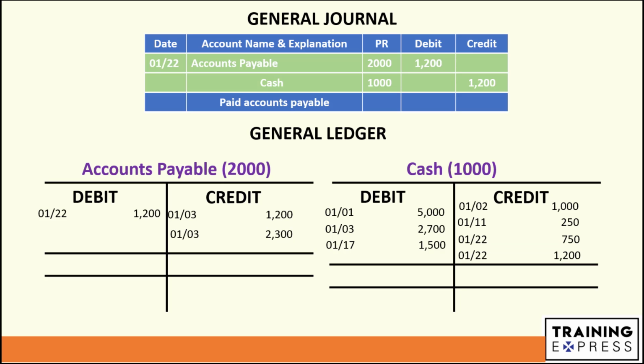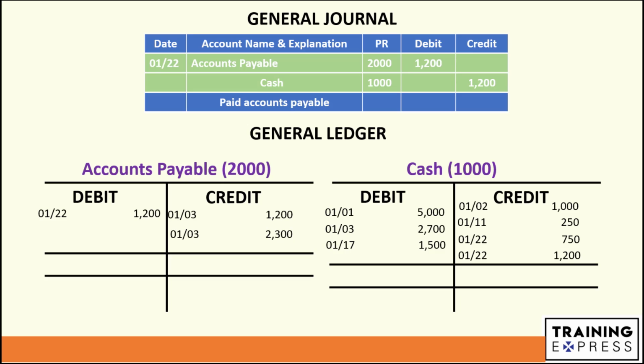Let's look at the posting process again. As you can see, accounts payable is debited by $1,200, so we are writing $1,200 on the debit side of accounts payable. Similarly, cash is credited by $1,200, so we are writing $1,200 on the credit side of the cash account. Let's check out the posting reference for accounts payable. It is 2000 and for cash it is 1000.